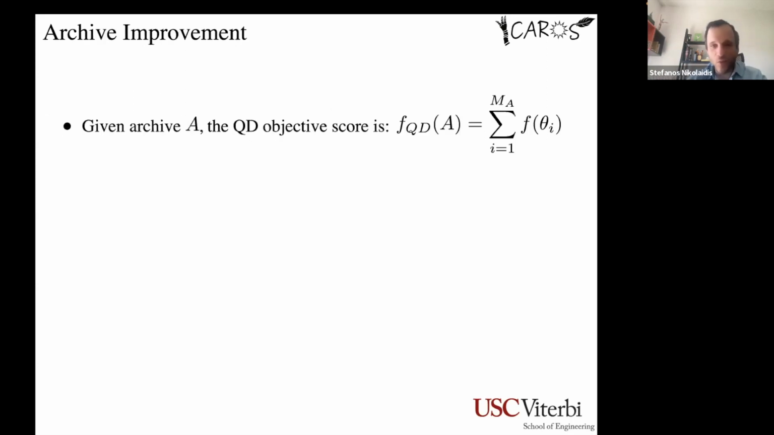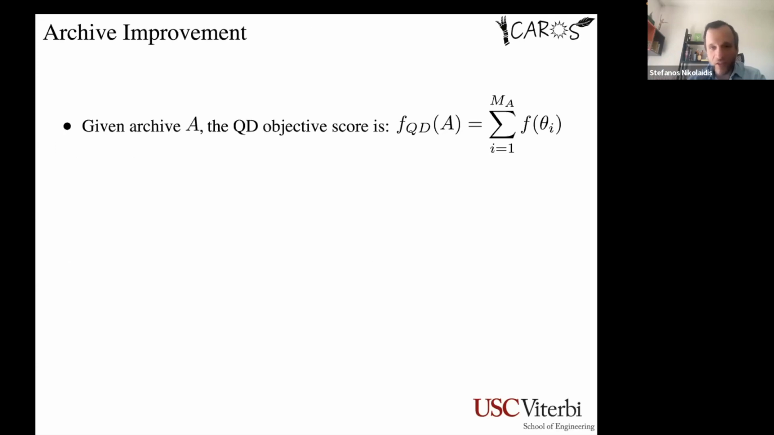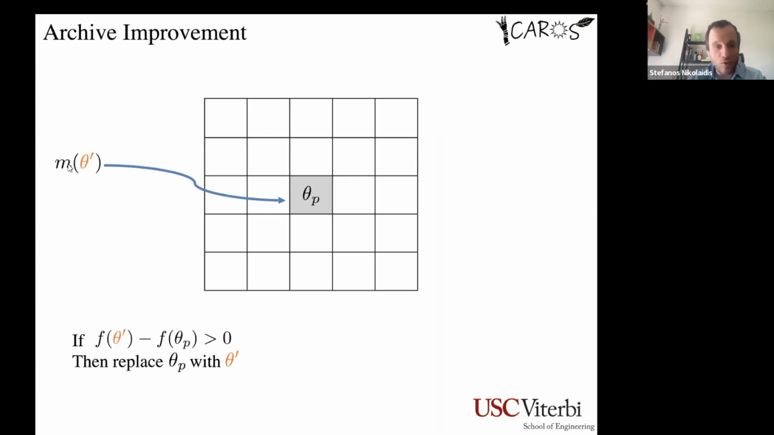And so to generate solutions in the direction of maximizing the QD objective, we need to understand what happens every time we add a new solution to the archive. The value of the quality diversity objective, the QD score, is the sum of qualities of all solutions that occupy the archive, as we have said. Every time we add a new solution, we use measures to map it to a cell in the archive, and we compare the quality of the new solution theta prime to theta p, the current occupant. And if it's higher, then we replace theta p with theta prime.